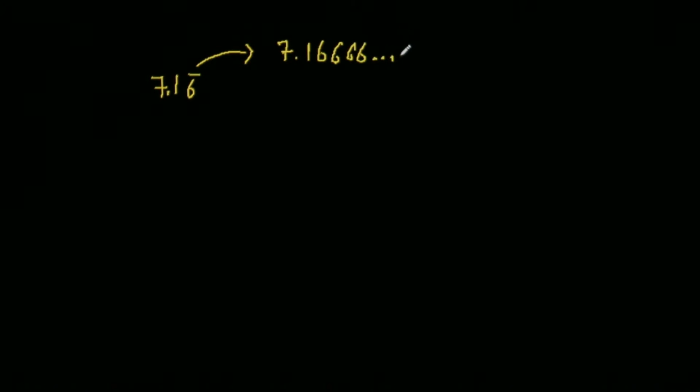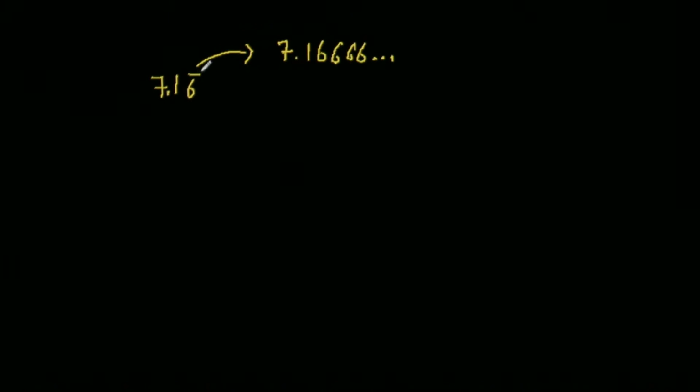Now what we're gonna do today in this video is convert recurring non-terminating decimals into fractions. So we'll just do it by the traditional method once. Let's take a sum: 7.16 bar. What it actually means is 7.166666 and so on forever.